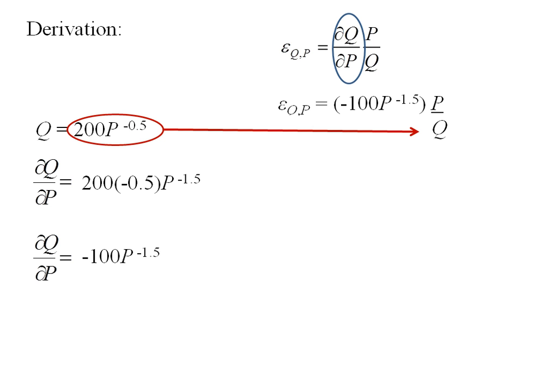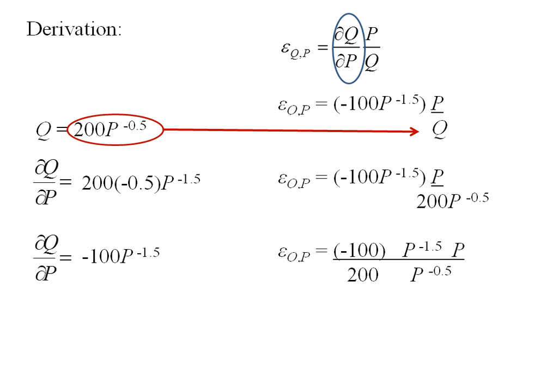I'm going to plug in for Q, and I'm going to just use my original demand equation. So rewriting, I have negative 100 p to the negative 1.5 times p over 200 p to the negative 0.5. I'm going to rewrite this one more time just so it looks a little cleaner. So my numerator is negative 100 times p to the negative 1.5 times p, and my denominator is 200 times p to the negative 0.5. Well, I can see I can do some simplifying. That negative 100 over 200 is going to simplify to a negative 1/2.